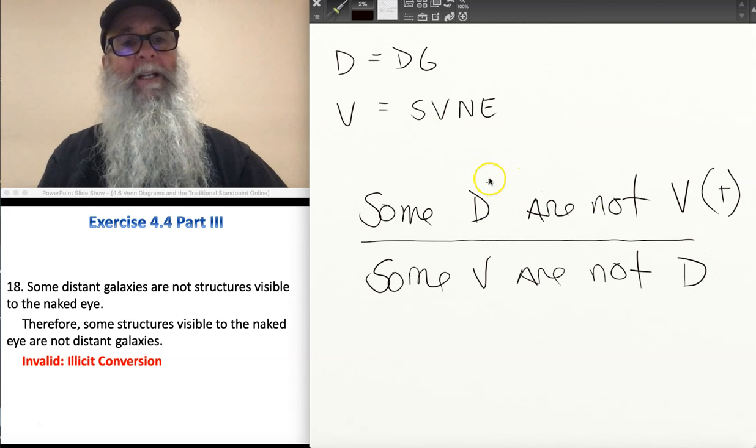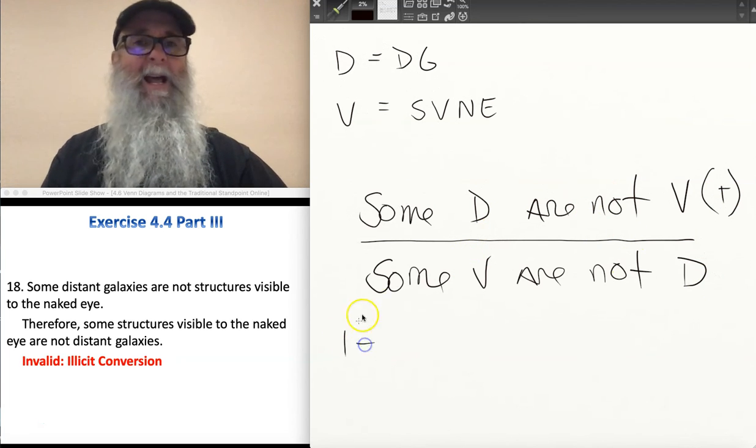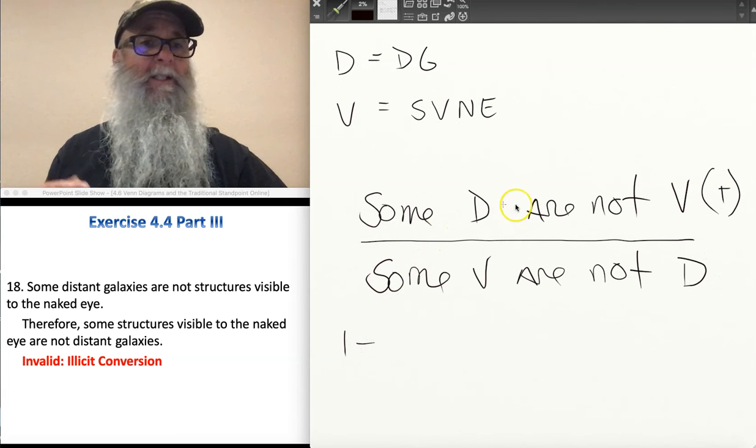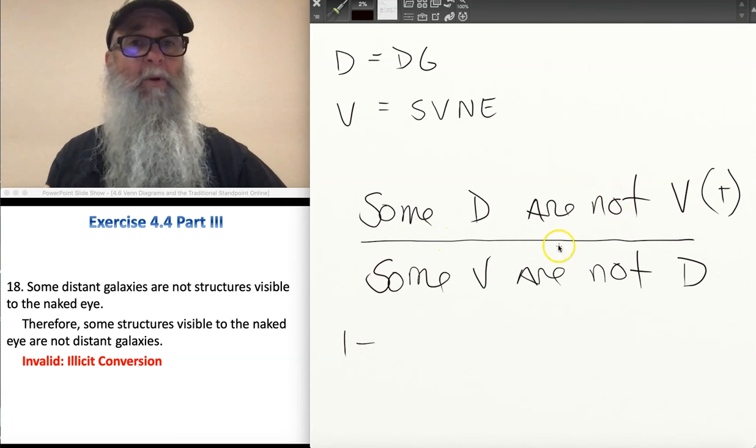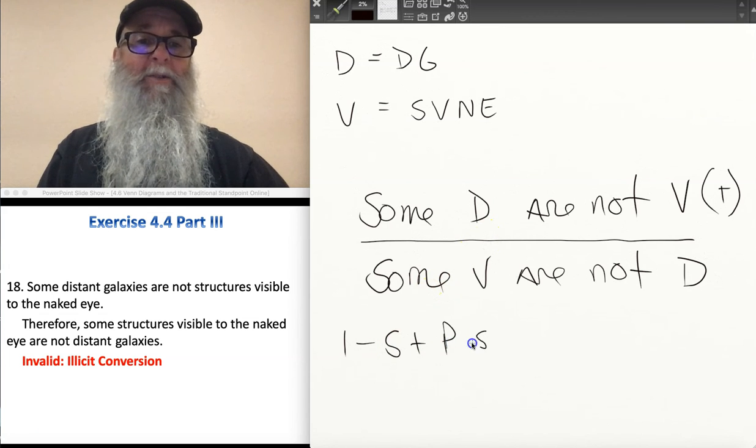So to figure that out, I'm going to count up the differences between these two statements and kind of lay them out here. I don't see any term complements. I don't see any changes in quality. These are both negative statements. The only thing I see is that the subject and predicates are switched.